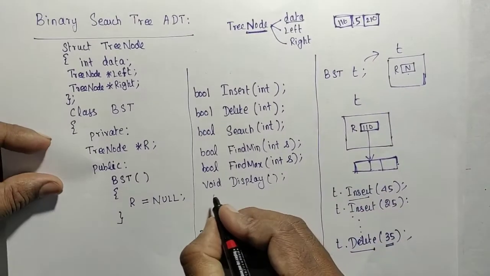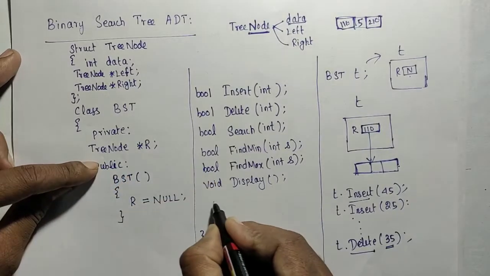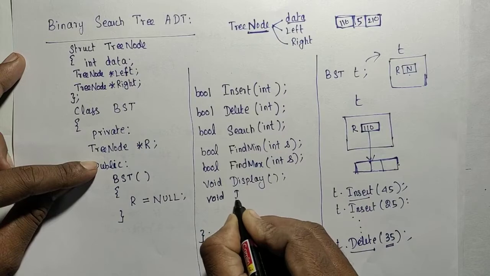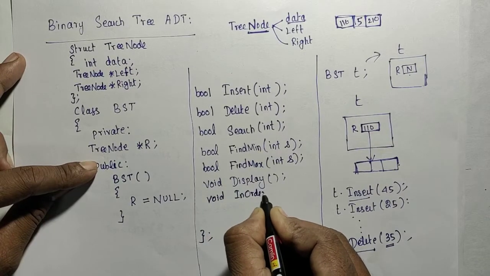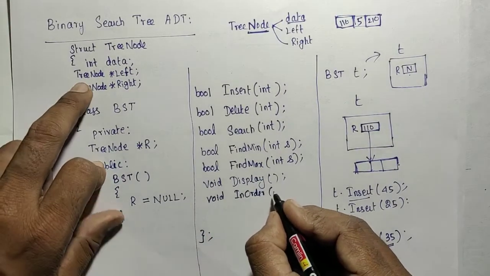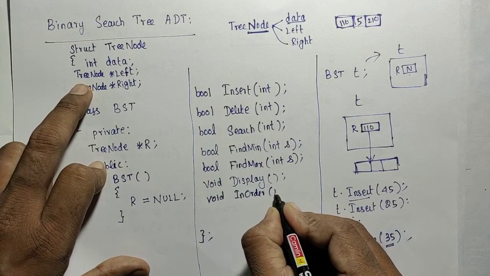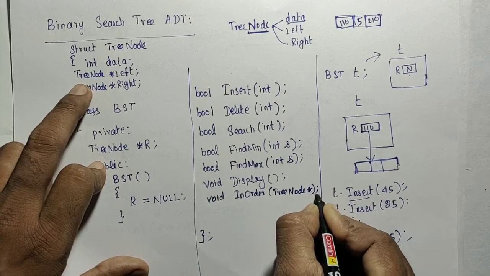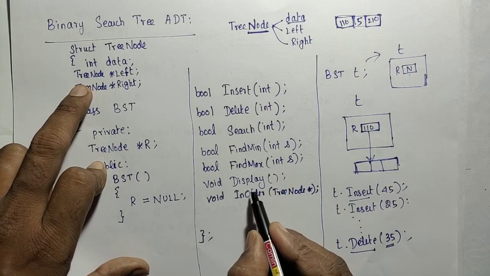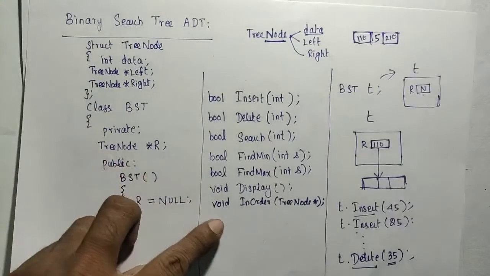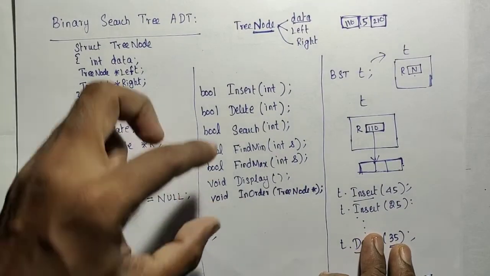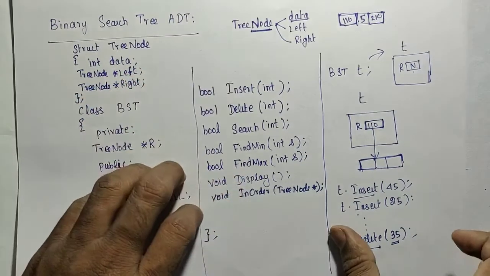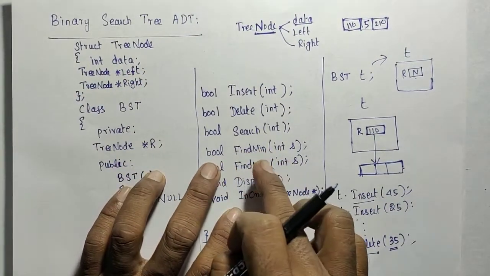So here I have to add it either in the private or the public. You can add that function, that is void inorder of root, the root node, TreeNode star, like that. This function is just going to be used by the display function, that's all. So you can make it private or public. Only these functions are going to be available for the user of the BST. So now I need to define the find min and find max.